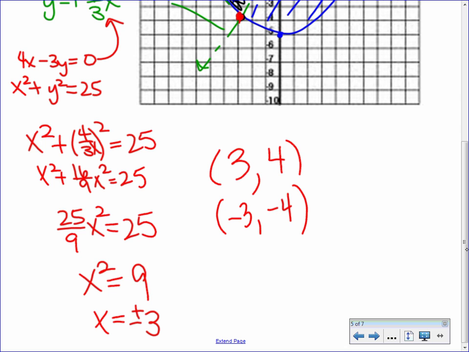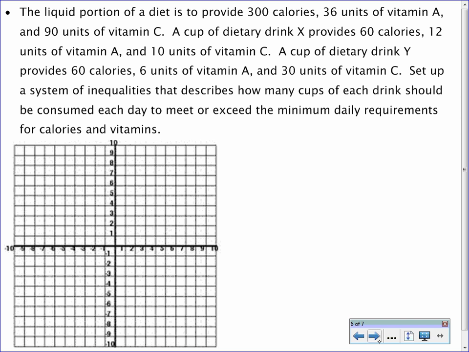Okay. Tomorrow we're going to be working with linear programming, so it's essential that we can set up a word problem with a system of inequalities. A lot of words. Yeah, we can do it tomorrow. Okay.